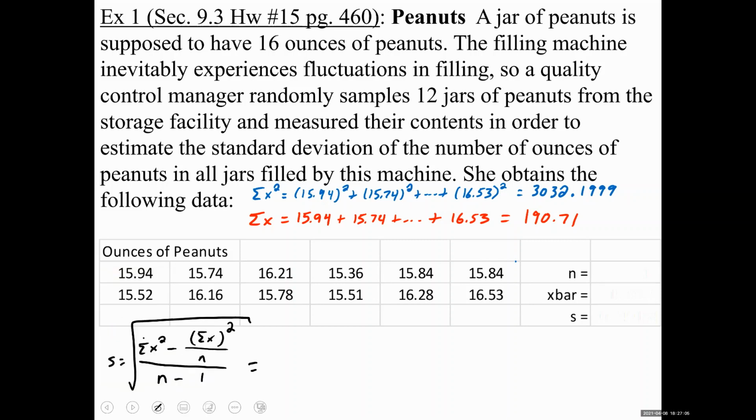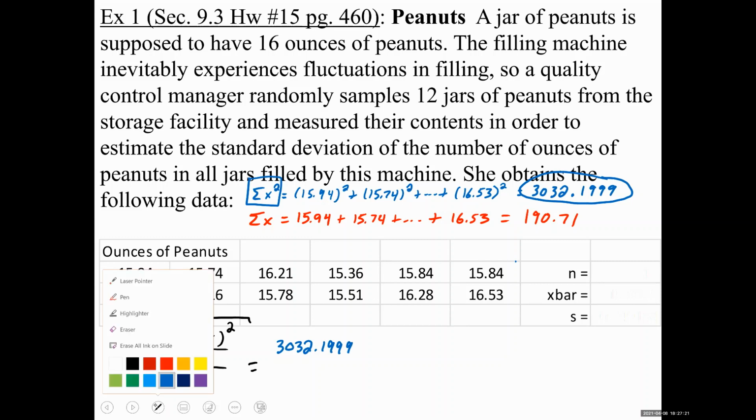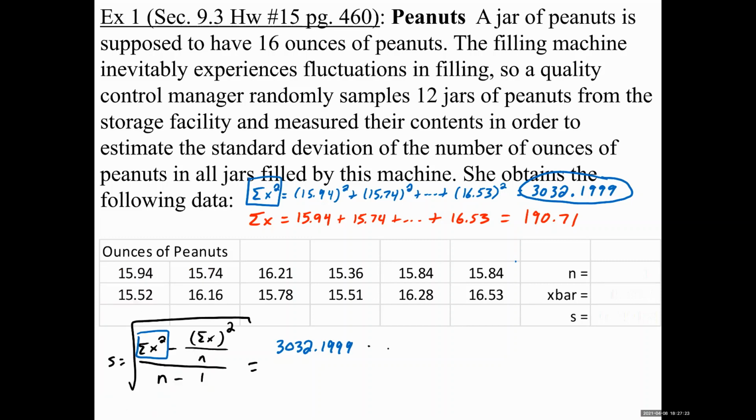So there's the formula. Here it says sum of x squared. In place of sum of x squared, I'm going to put my sum of x squared answer there. So it's going to be 3032.1999 minus a fraction, parentheses, squared outside. Inside the parentheses it says sum of x, so I'm going to put my sum of x answer, 190.71, in there.